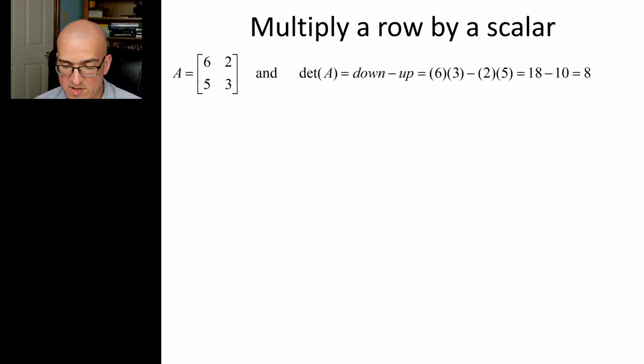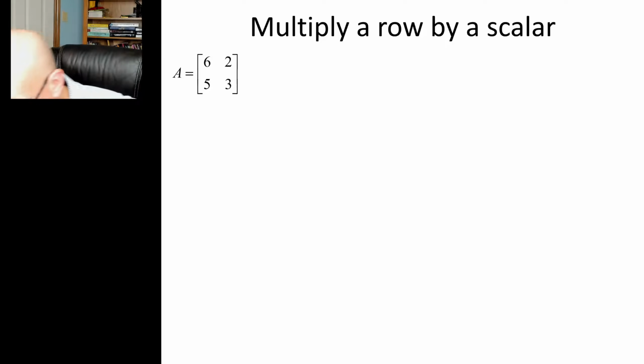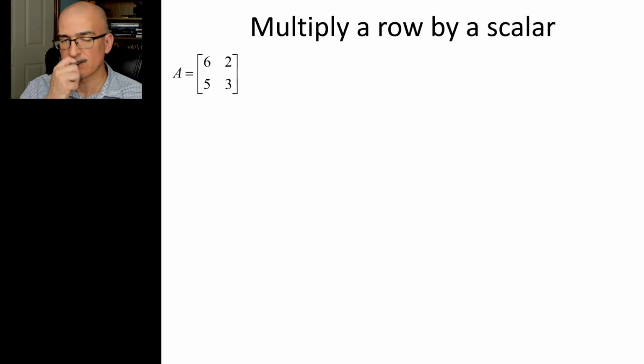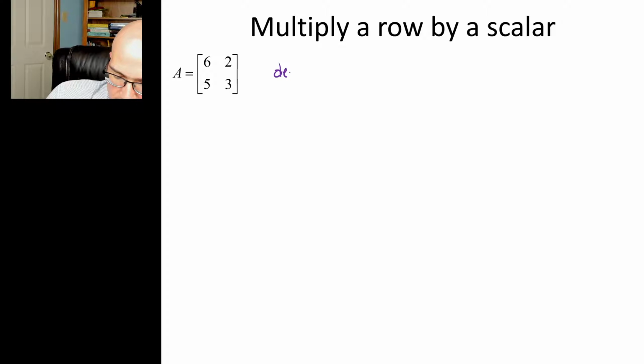So for this first experiment, I'm going to take this matrix, A, and I'm going to find the determinant of A. The determinant of A is equal to down products minus up products, 6 times 3 minus 5 times 2. So 18 minus 10, which is 8.